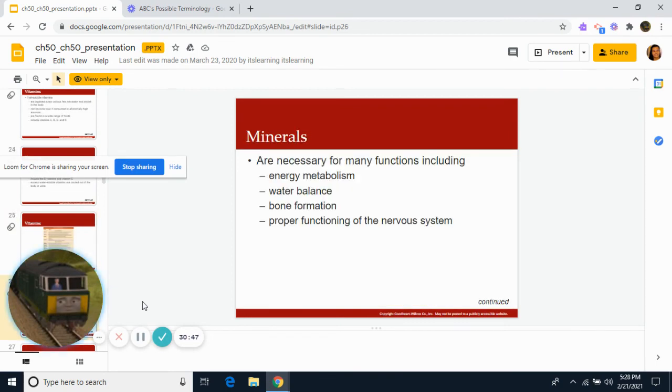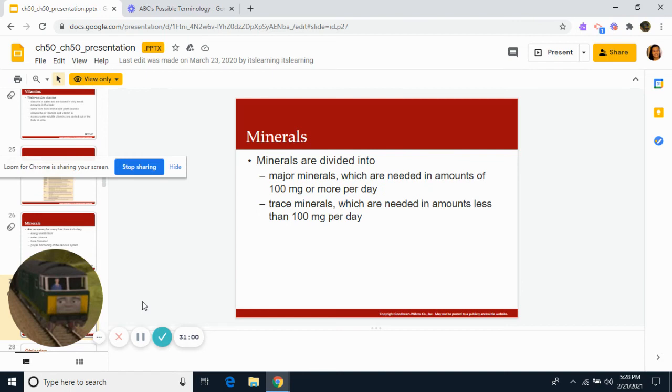Minerals are necessary for many functions, including energy metabolism, water balance, bone formation, and proper functioning of the nervous system. Minerals are divided into major minerals, which are needed in amounts of 100 mg or more per day, and trace minerals, which are needed in amounts less than 100 mg per day.